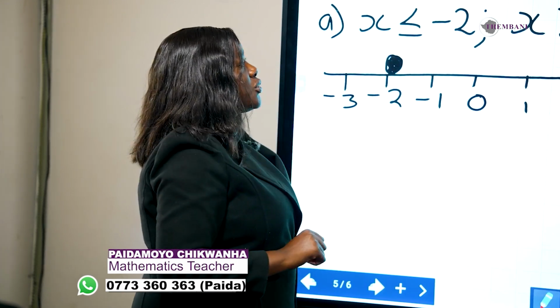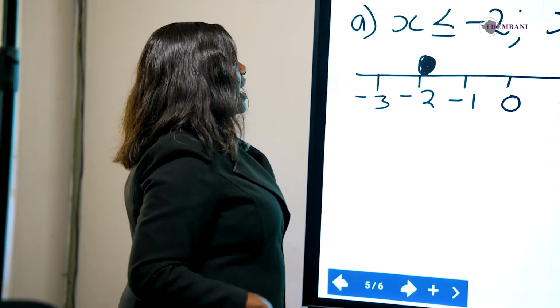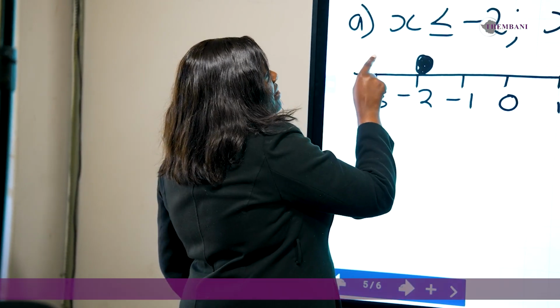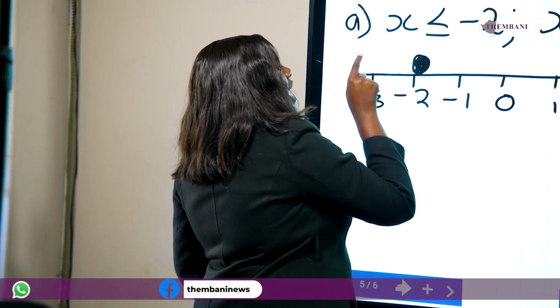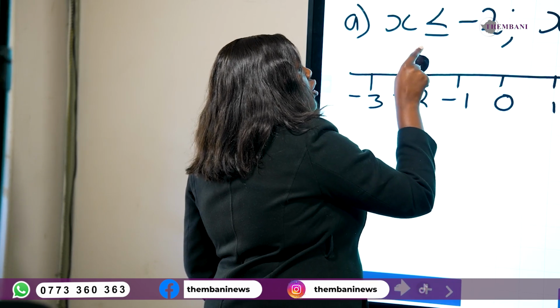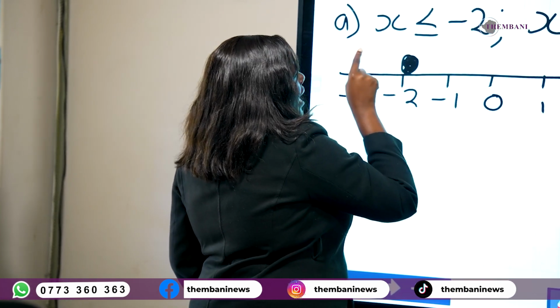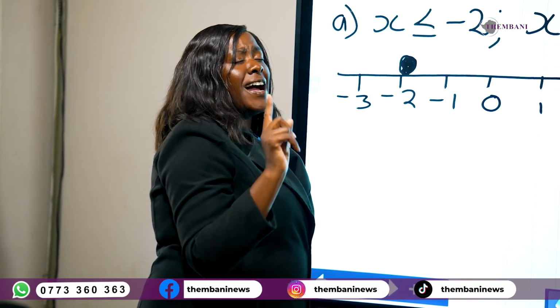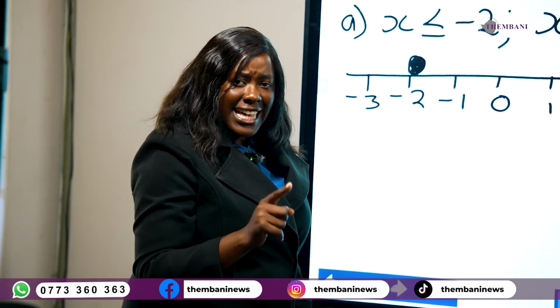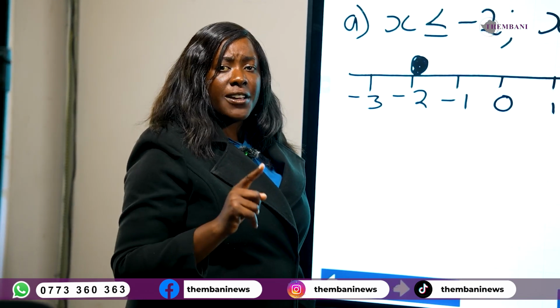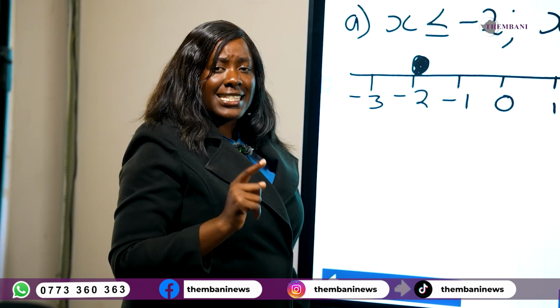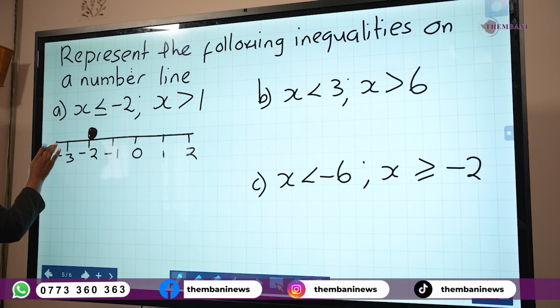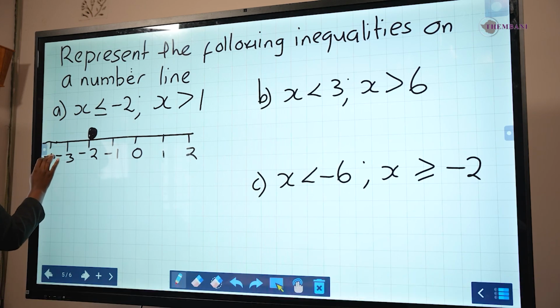After shading, we are going to read what the inequality is saying. The inequality is saying x is less than or equal to -2. So the values of x are less than or equal to -2. Values which are less than -2 are -3, -4, going in this direction. So my arrow is going to go in that direction.